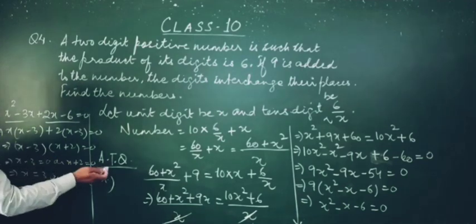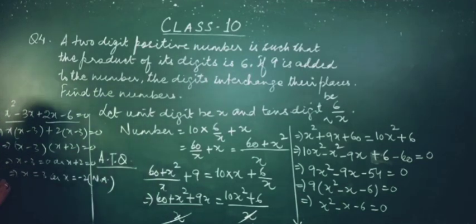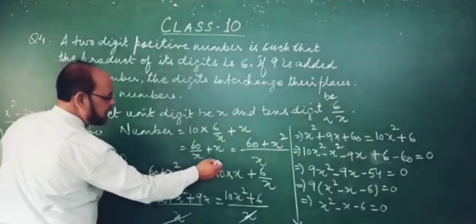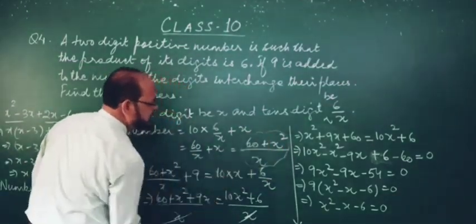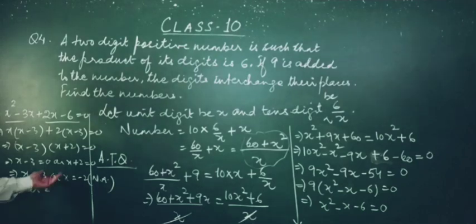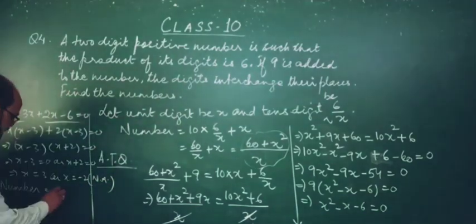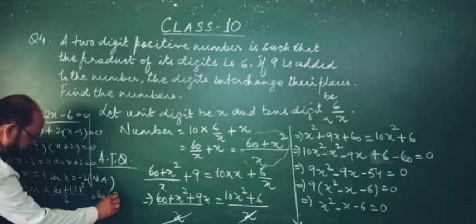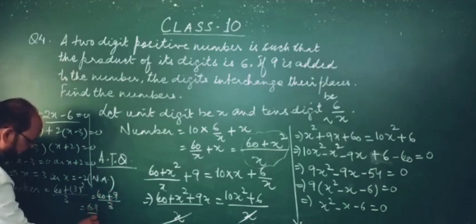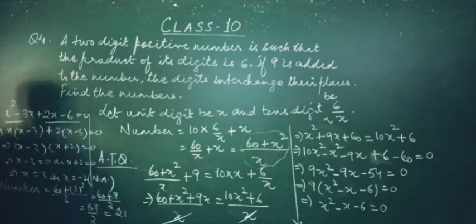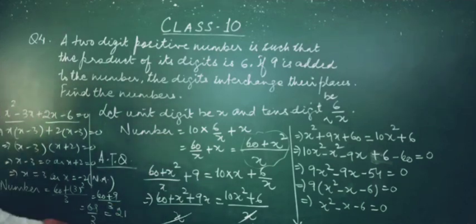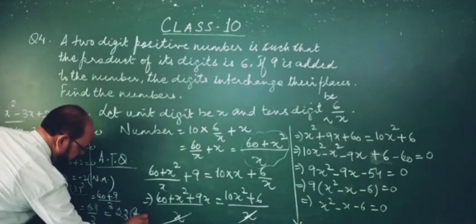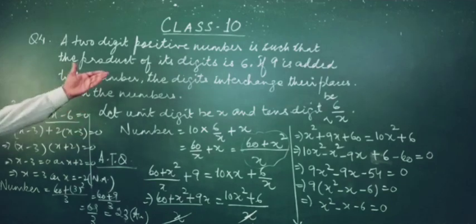So after getting x equals 3, now our job is to find the number. Therefore, number equals, now you will put the value of x here. So it is 60 plus x square upon x. What is the value of x? x is 3. We will substitute over there. So 60 plus 3 square upon 3, that is 60 plus 9 upon 3, 69 upon 3. You will solve. You will get 23. This is the answer.